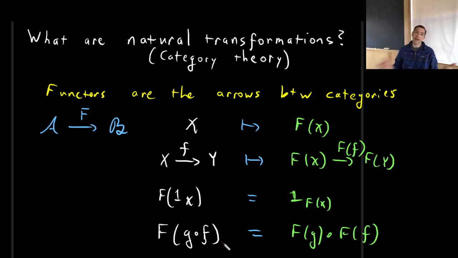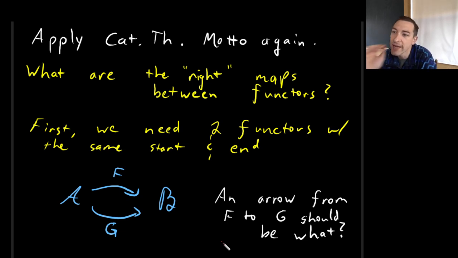Okay, so we got categories, we got functors. You can keep going. You say, hey, let's apply that motto. Well, that would then say, what are the right types of functors are a type of mathematical object? What are the right sort of morphisms or maps or arrows between functors? Well, those would be natural transformations. So, we're after what are the right maps between functors.